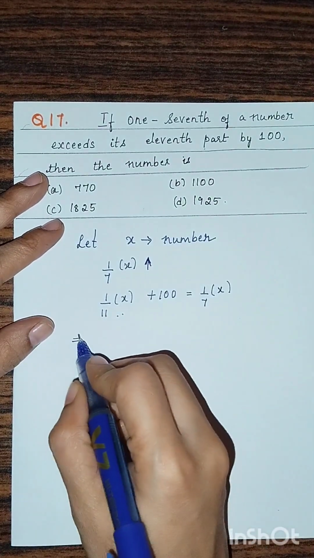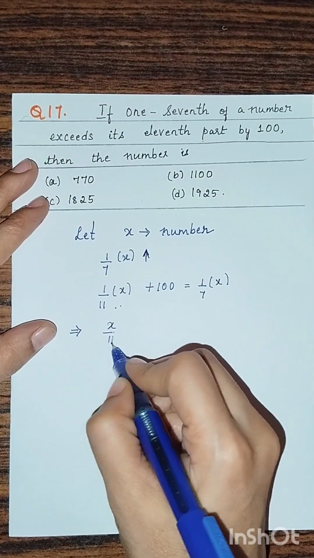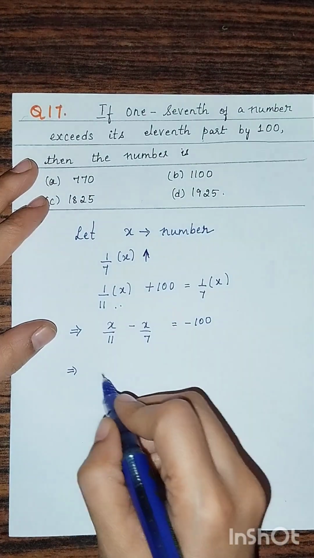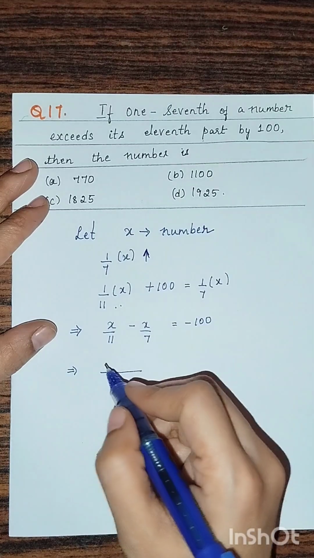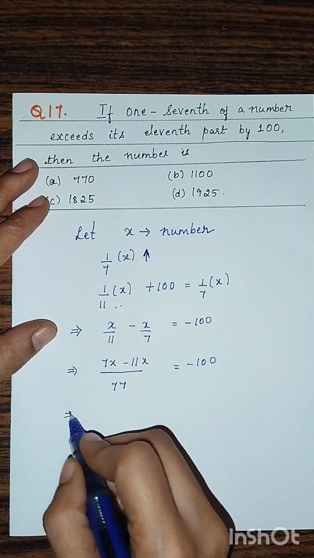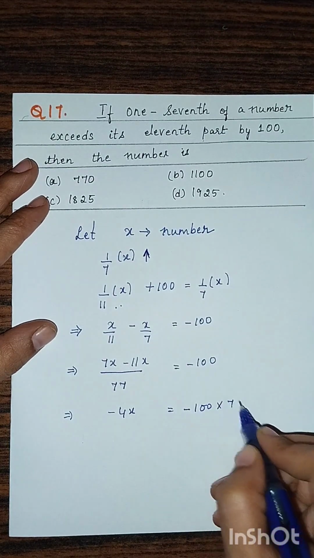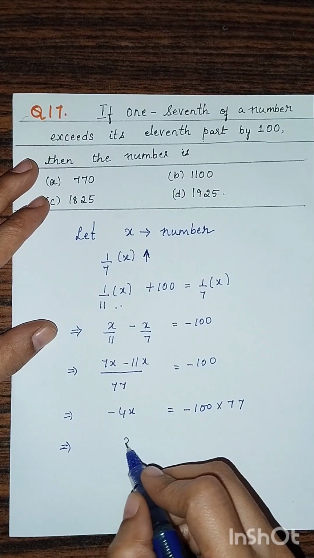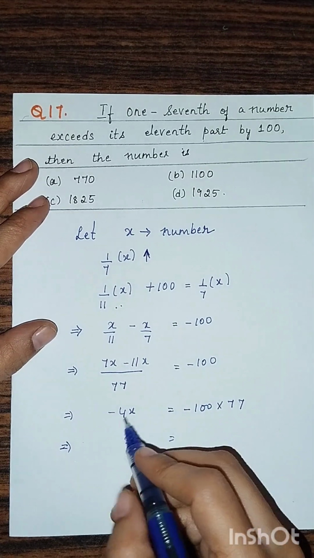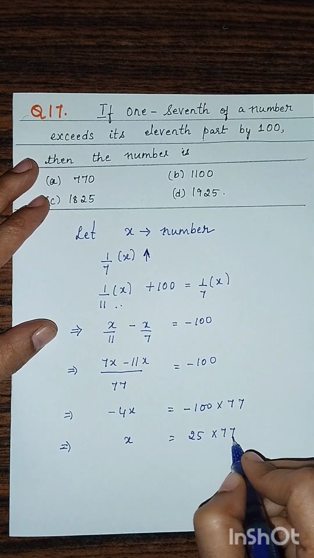Okay. Now this implies, so let us equate all the like terms. So x by 11 minus x by 7 is equal to minus 100. So this implies LCM is 77. So here you will get 7x minus 11x is equal to minus 100 into 77. This is minus 4x is equal to minus 100 into 77. So if you multiply on both sides by minus, it will become positive. So x is equal to 4 times 1, 4 times 25. So you will get 25 times 77.